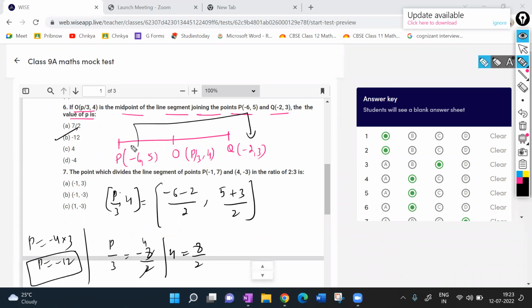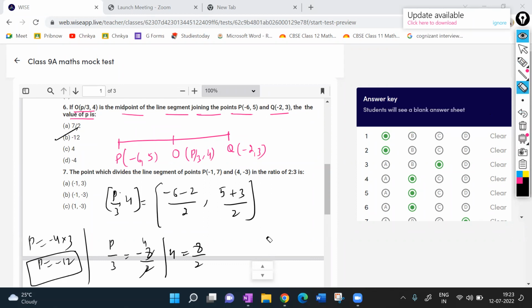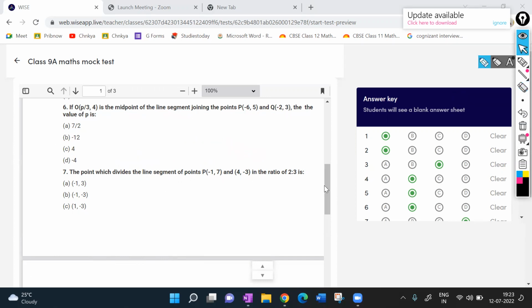Any doubts? Any doubts? Hello? So O is the midpoint of P and Q. I just wrote these things from P and Q. Okay, so this is what the point is all about. Next question.